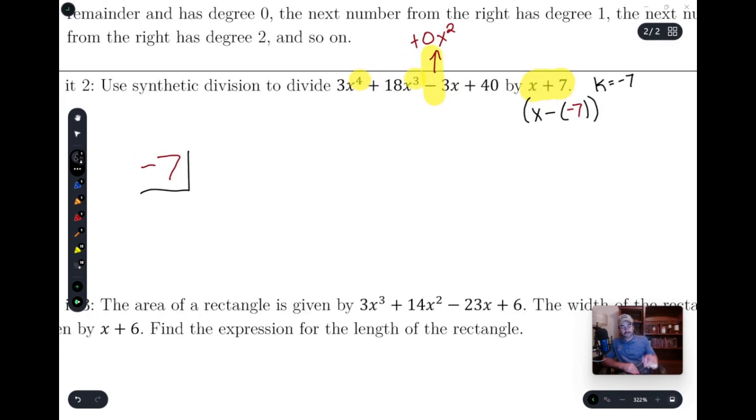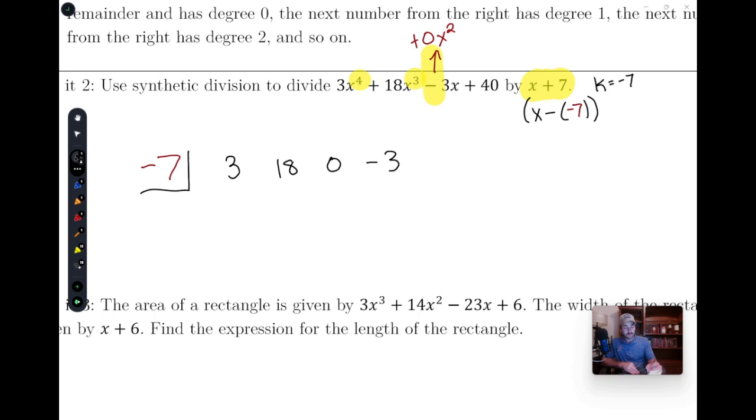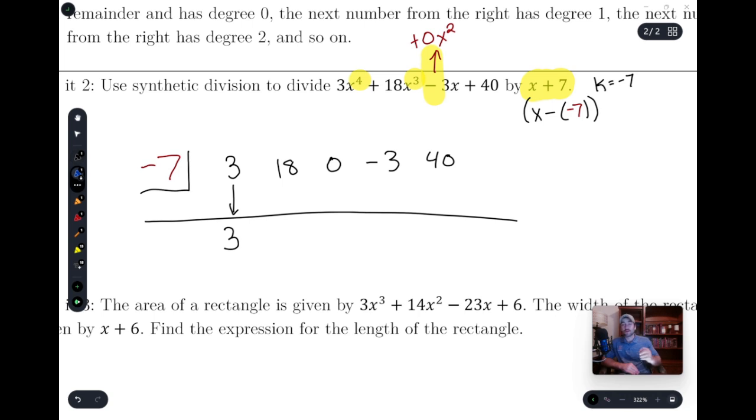Sorry for that distraction. So we're going to take each coefficient: 3, 18, don't forget your 0, -3, keep that negative in there, and 40. Those are 5 different numbers. What we're going to do is drop down the 3 immediately. We're always going to drop down that first term immediately so we have somewhere to start. And then we're just going to go slowly, and we're going to do this 2-step process. We're going to multiply. We're going to take that 3 and multiply by that -7. So 3 times -7 is -21.